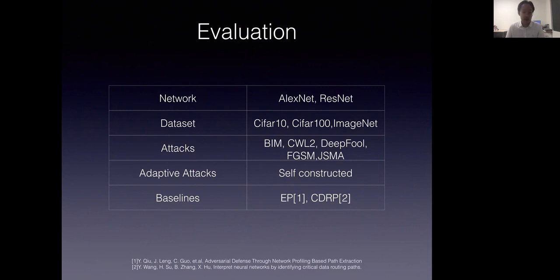And to test the robustness of our system, we tried a wide range of attacks. Besides many well-known attacks such as DeepFool, we also construct a type of adaptive attack, in which we assume the attackers have gained both the model and our defense mechanism, so that they can create more specific attacks. We also welcome researchers to try to break the defense of our system. The baselines we use are EP and CDRP, which are two state-of-the-art detection mechanisms.